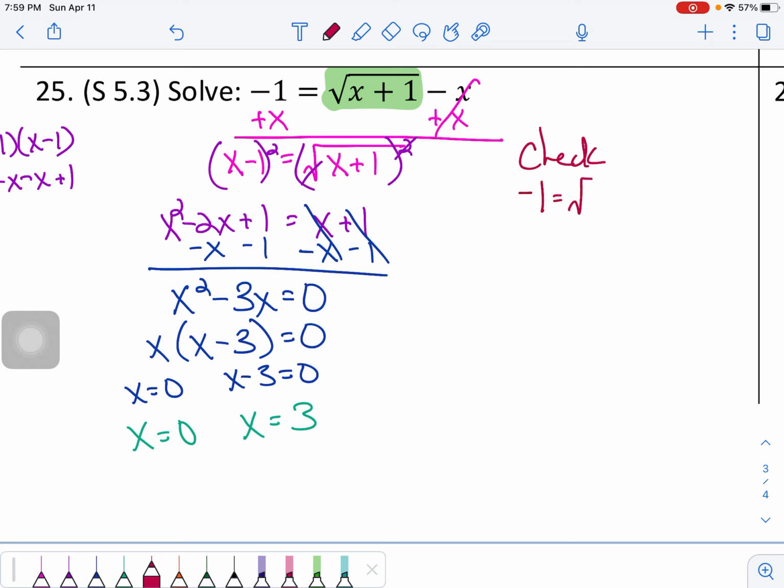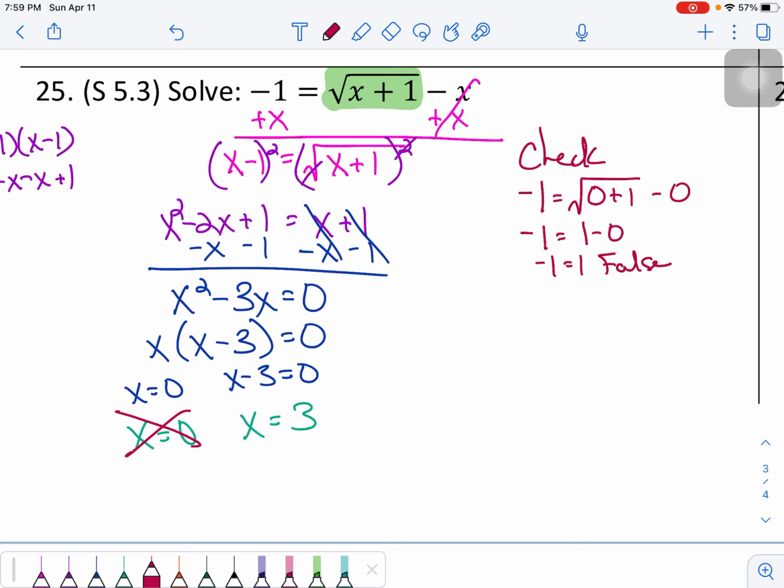So negative 1 is equal to the square root of 0 plus 1 minus 0. Right? Every place I had an x, I've just replaced it with 0. So negative 1 is equal to, let's see, 0 plus 1 is 1. The square root of 1 is 1. So 1 minus 0, I'm getting negative 1 is equal to 1. That is a false statement. I am going to go ahead and immediately eliminate x equals 0. It's an extraneous solution, does not work in this problem.